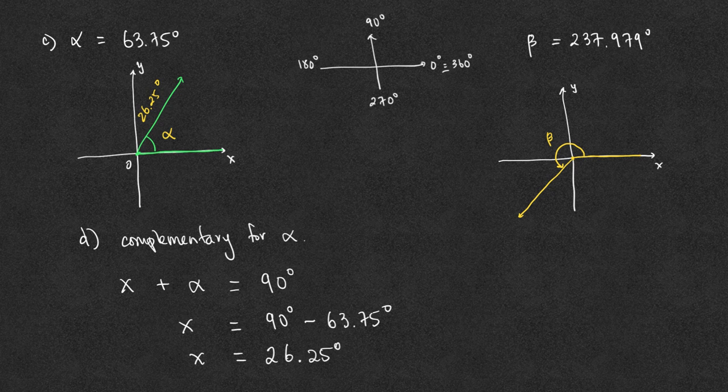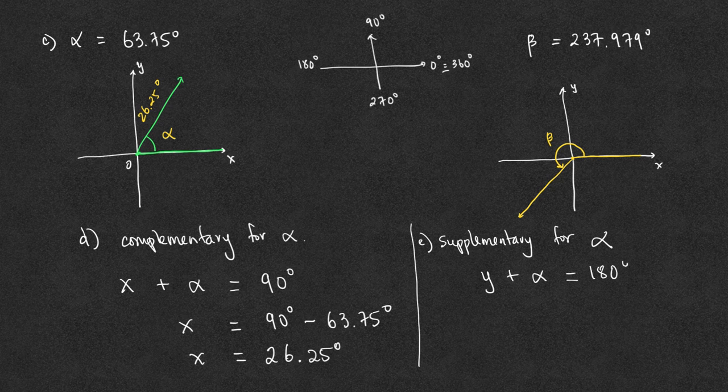Supplementary angles are angles that add up to 180 degrees. If y and alpha are supplementary, then the sum needs to be 180 degrees. Y is therefore 180 degrees minus 63.75 degrees, which is 116.25 degrees.